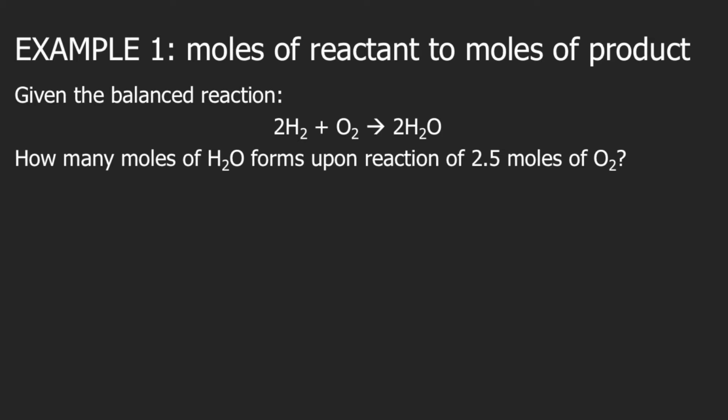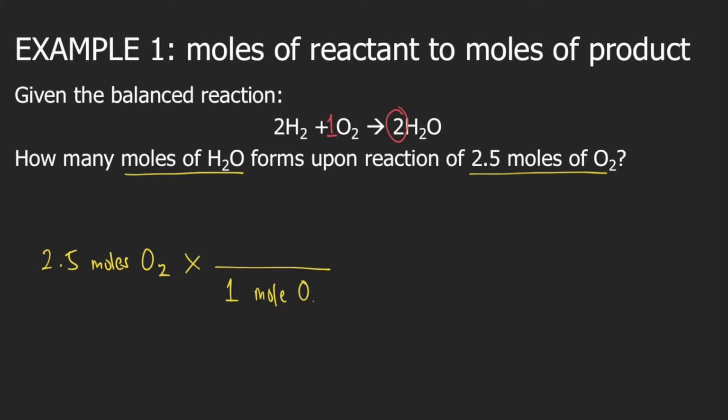Let's answer example 1. Given the balanced reaction, how many moles of water forms upon reaction of 2.5 moles of O2? So we are given 2.5 moles of O2. And we are looking for the moles of water that will form. So we will use the mole method approach. According to the balanced reaction, 1 mole of O2 forms 2 moles of water. So using dimensional analysis, we put 1 mole of O2 on the bottom and on top we put 2 moles of water. So moles of O2 will cancel and the unit becomes moles of water. And if you solve this, 2.5 times 2 divided by 1, this is equal to 5 moles of water. And this is the answer to the question.